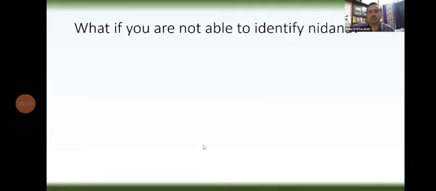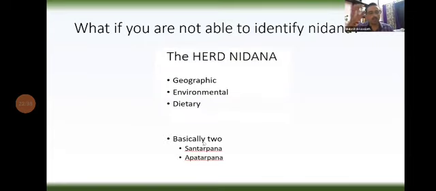If you are not able to identify the nidanas, that is where the concept of herd nidana will come into play. We know the concept of herd immunity as per the current COVID pandemic. In the same way, you take Gujarat, you take Kerala. Gujaratis have a typical diet pattern. Keralites have a typical diet pattern. And the common diseases that happen to Gujaratis and Keralites are their own unique common disorders. So when a group of people start using similar dietary habits, similar lifestyles, etc., they tend to get similar diseases.